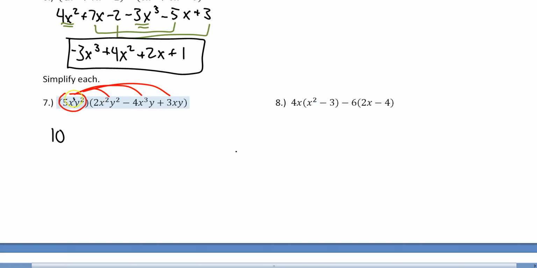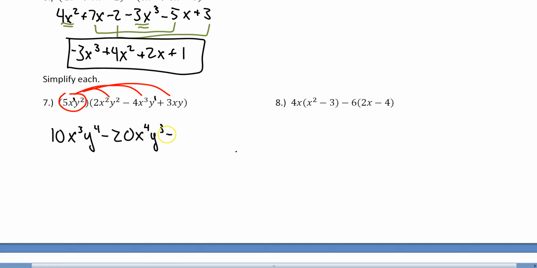But now when I multiply this, see this is next to the first, I add the exponents. X to the first times x to the second is x to the third. y to the second times y to the second is y to the fourth. The next one, 5 times a negative 4 is a negative 20. I add the exponents, so x to the first times x to the third is x to the fourth. Y to the second times y to the first is y to the third.